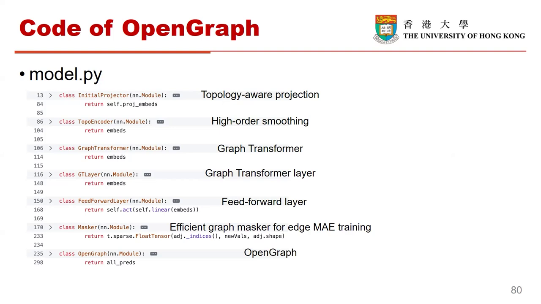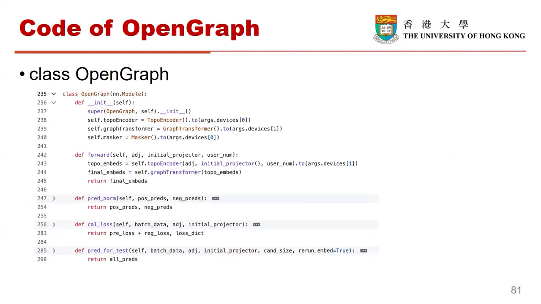And the OpenGraph class is our main class for the model. It mainly composes the forward process, which generates the final embeddings. The most important function is the cal-loss function, which calculates the loss and returns it for the experiment class to do the optimization. There is also the prediction for test function, which is used for the testing process. And to train the deep network, we also implement a prediction normalization process to prevent gradient exploding issues.